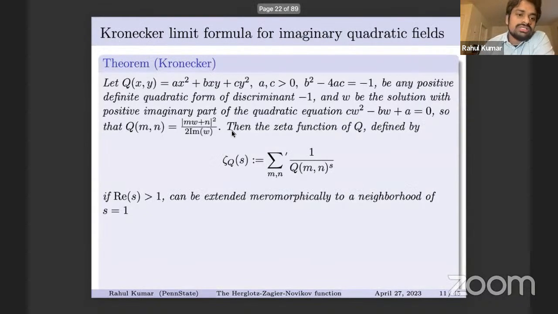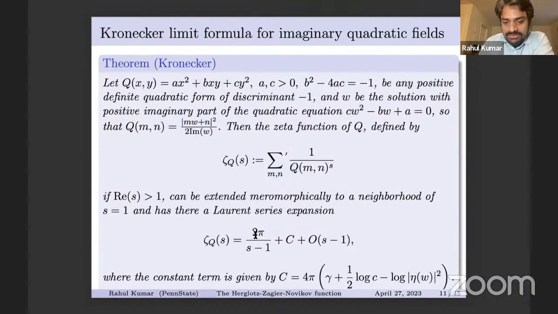Now let me show you the formula of Kronecker for imaginary quadratic fields. You take this positive definite quadratic form, and then you take w to be the solution of this quadratic equation, so that you can write this quadratic form in terms of the expression |mw + n| whole squared divided by the imaginary part of w. Then it can be proved that the zeta function can be extended meromorphically to a neighborhood of s equal to 1, where it has the following Laurent series expansion. You have this residue 2 pi, and then this constant term C can be evaluated in this form, where you have this log of eta coming up, which is the Dedekind eta function.